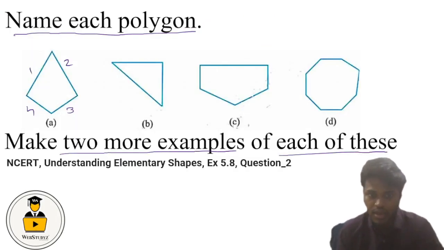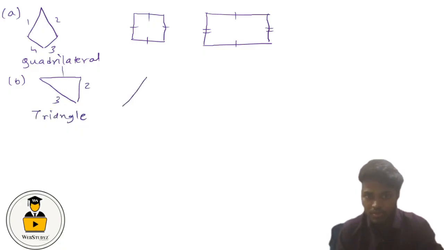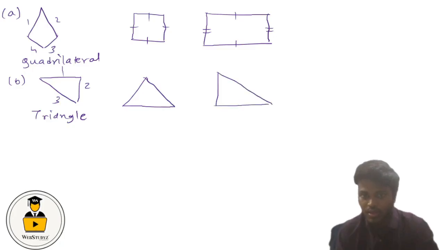Now let us consider the second figure. The second figure has three sides, 1, 2, 3, so it will be a triangle. Now if we want to draw two more examples, this will be one example of a triangle, and this can be another example of a triangle. We can assume these three sides to be equal. So these are two more examples of a triangle.